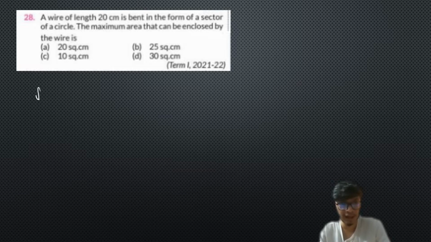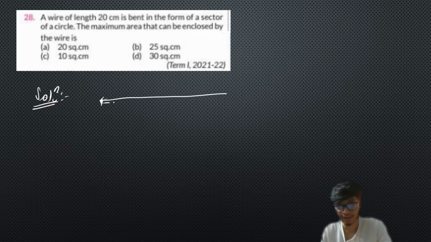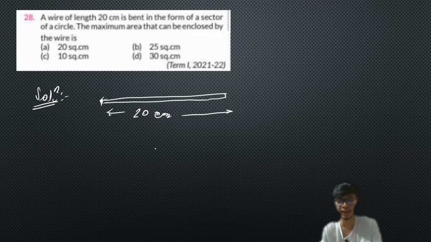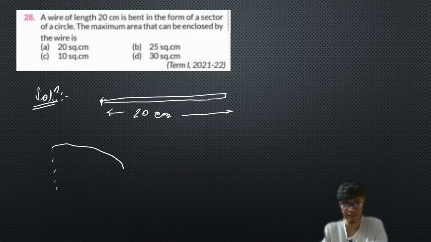Now the next problem we have is again a very interesting application based problem. It is said that there is a wire. Now you know that wires are mostly straight lines, right, or linear. So there is a wire of length 20 centimeter and it is bent in the form of a sector of a circle. So in a circle it is bent in the form of a sector, right? It is bent this way.